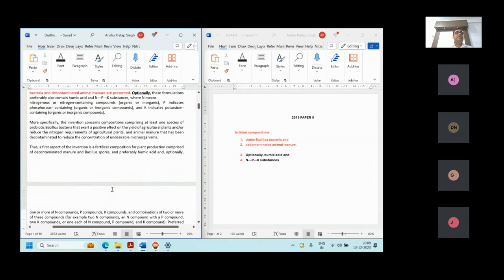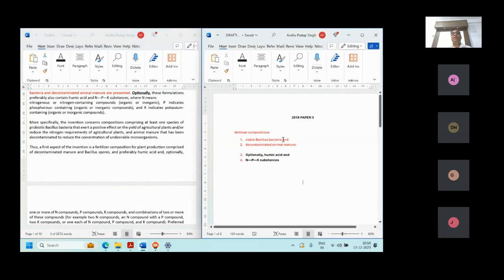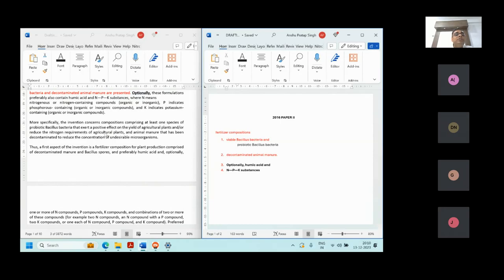We have gone to this. More specifically, the invention concerns composition comprising at least one species of probiotic bacillus bacteria. Okay, so here it is using viable bacillus bacteria. Now, since I'm writing, I will try to write anything which is necessary for bacillus bacteria, any adjective, anything which is being used in one place, probiotic bacillus bacteria. Now, exert a positive effect on this, I use. You don't have to use anything in the claim. We don't have to describe that. Exert a positive effect on yield of agent plant and reduce an adverse effect of this. And animal manure that has been decontaminated to reduce the concentration of undesirable microorganisms. So this is the purpose of getting it decontaminated. We don't need to write this purpose. Anyway, I have identified decontaminated animal manure. So I'm not worried about it.